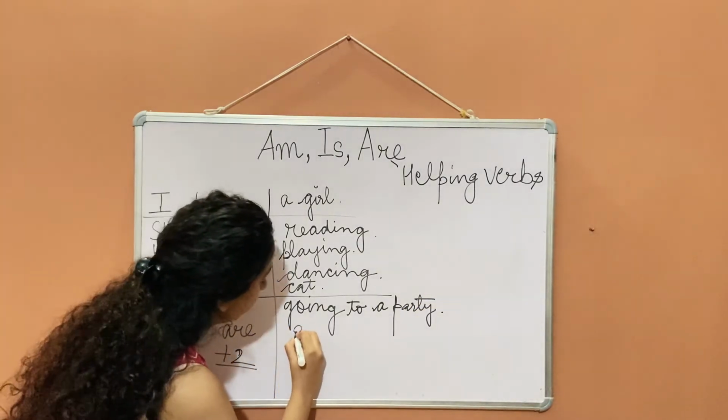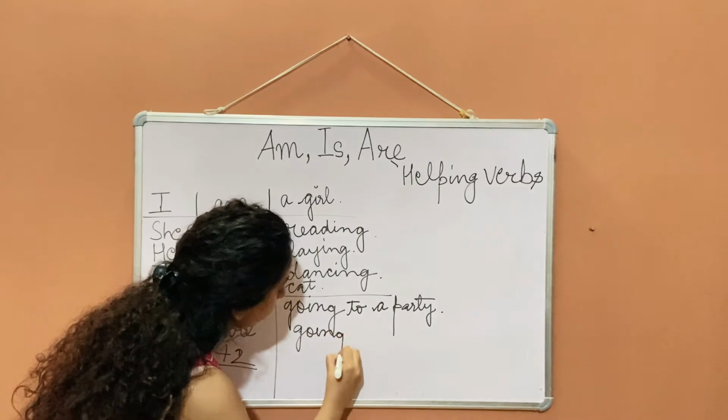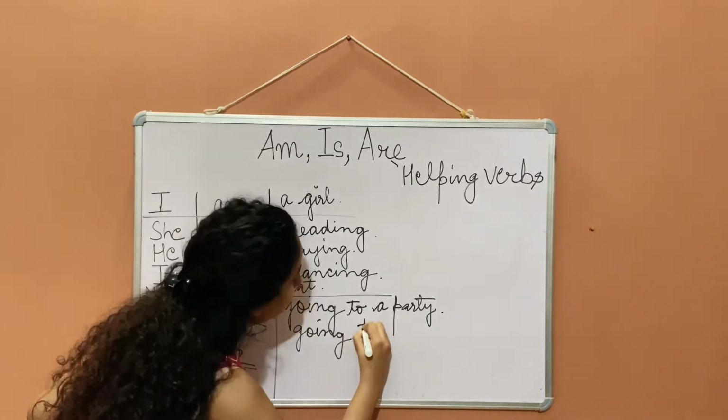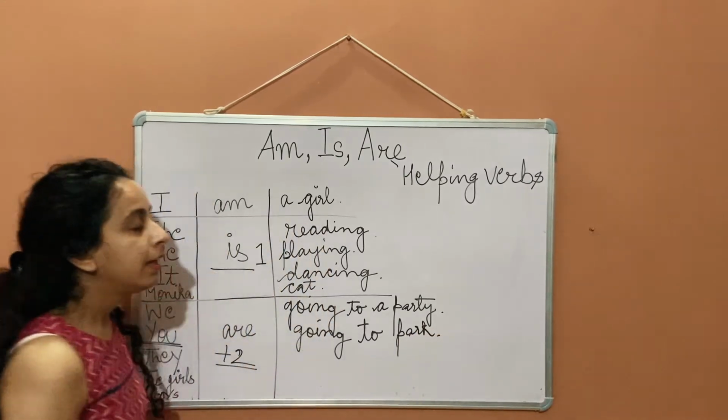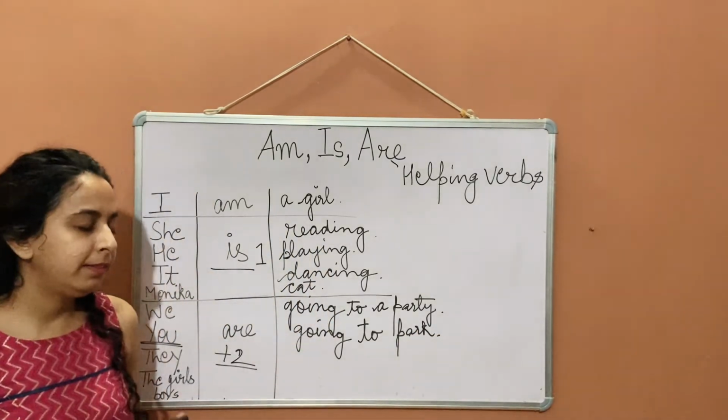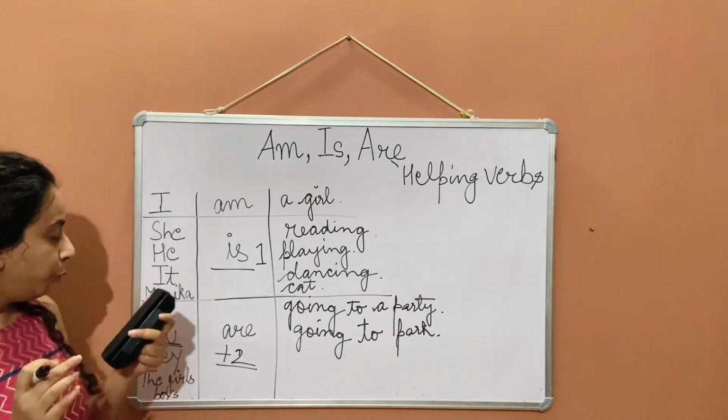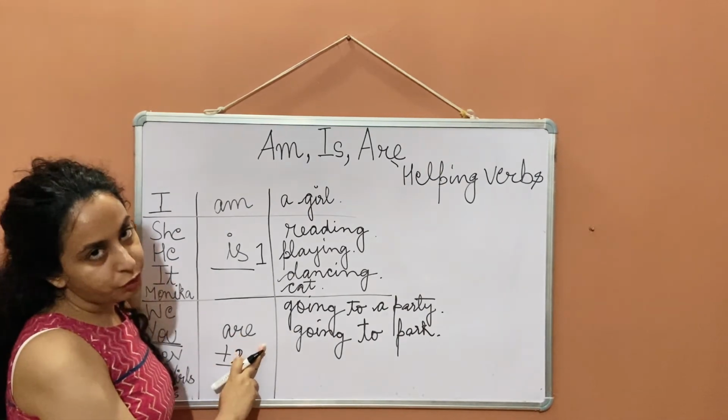They are going to the park. It can be anything. You can also say they are playing cricket, or they are dancing, they are talking. With they, we always use are.